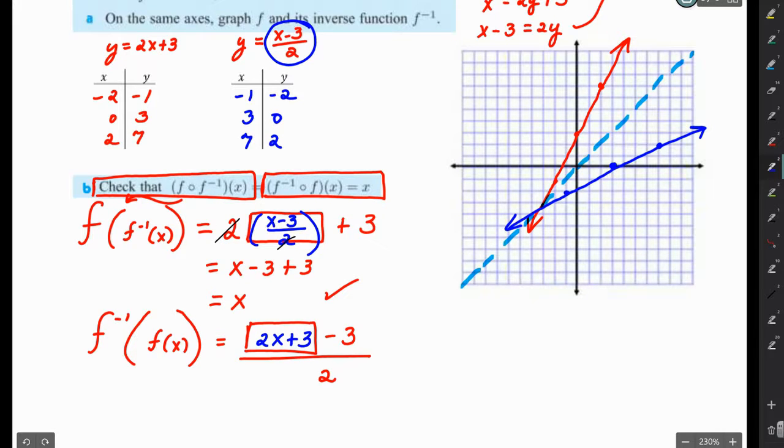And then we're going to simplify that. Well, 2x plus 3 minus 3 gives me 2x, still over 2. And 2x divided by 2 gives me x. So now I've successfully completed part B.